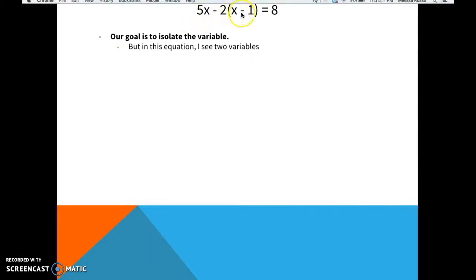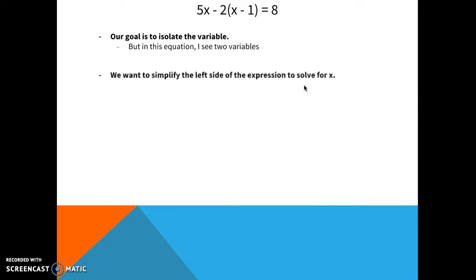I see x here and I see x here. But that's okay because these are going to be like terms eventually because x and x are the same variable, which means they're going to be the same number. So those are going to be like terms. So I want to simplify the left side of my equation, meaning I want to simplify this expression to solve for x. So I'm going to ignore my equals 8. So I'm just going to focus on my left side of my equation.